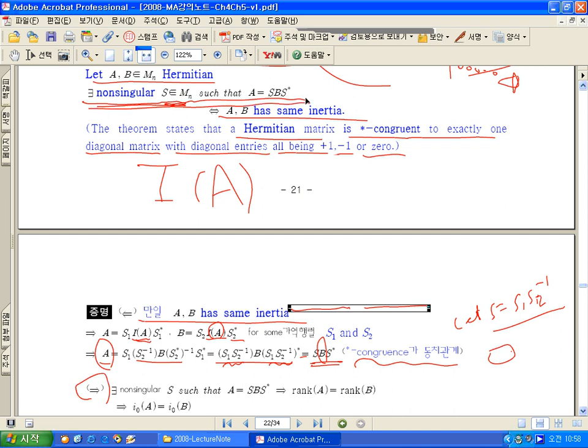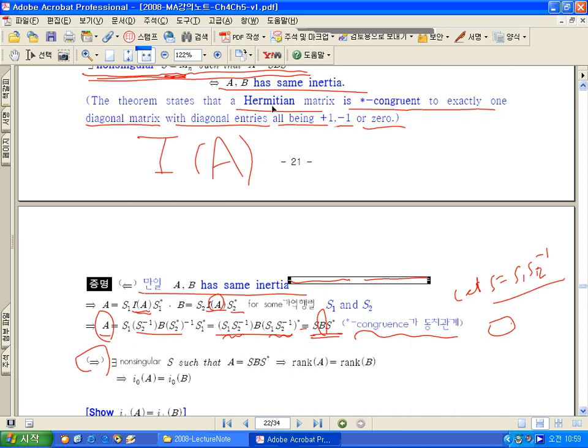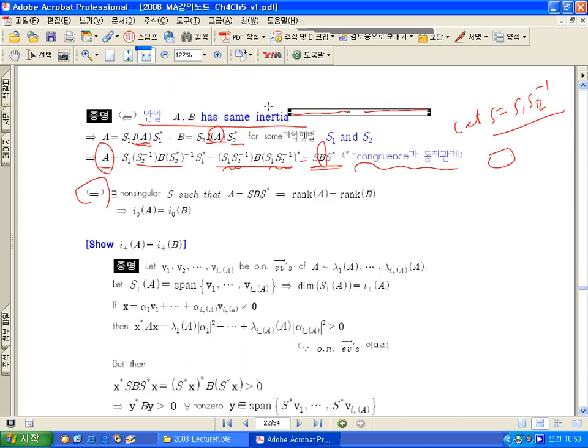Suppose there exists a non-singular matrix S such that A is equal to SBS star. Then we show A and B have the same inertia. First, there is a non-singular matrix S such that this. So the rank of A and the rank of B are the same. What this says is they have the same number of non-zero eigenvalues and zero eigenvalues.